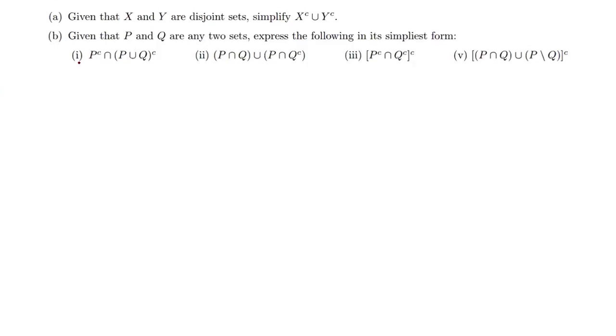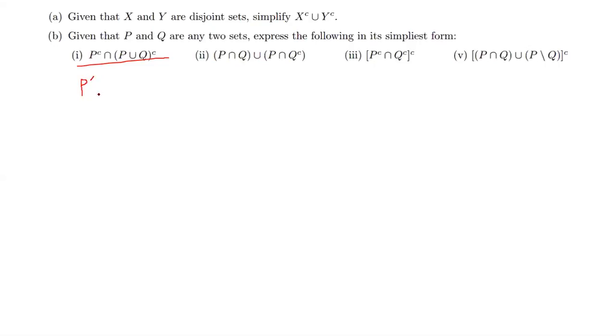They're saying, given that P and Q are any two sets, express each of the following in its simple form. So I'll start with this same one here. This one is saying P complement intersection U, and then P union. I'm going to write my P complement there, or let me just be using an apostrophe as the complement instead of writing C.